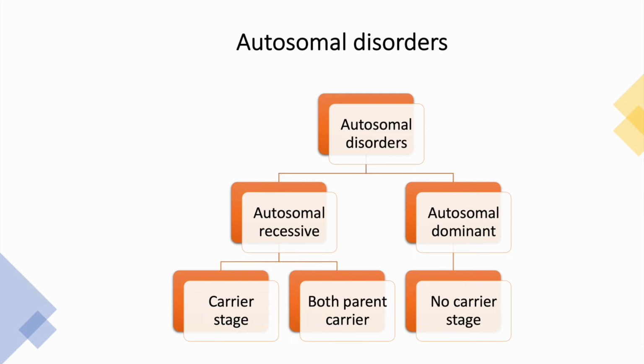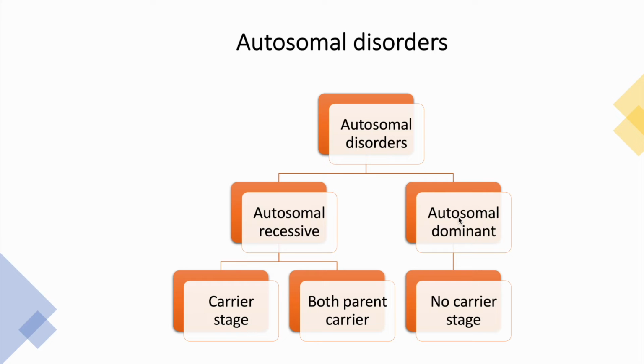Disorders related to autosomal chromosomes are of two types: autosomal recessive and autosomal dominant. Autosomal recessive disorder has a carrier stage. The child can only get the autosomal recessive disorder if both parents are carriers of the disease, and the child receives a total of two abnormal genes, one from each parent. If one parent carries an abnormal gene and the other does not, the child will not get this genetic disorder. Some examples of autosomal recessive disorders are sickle cell disease, thalassemia, and phenylketonuria.